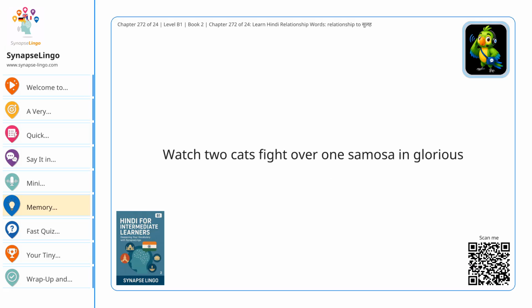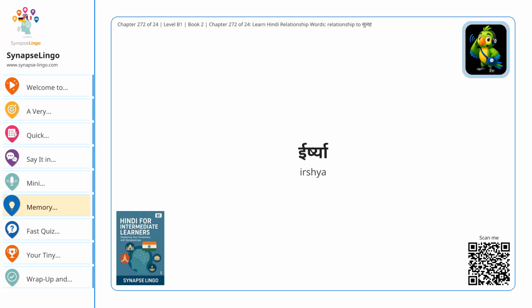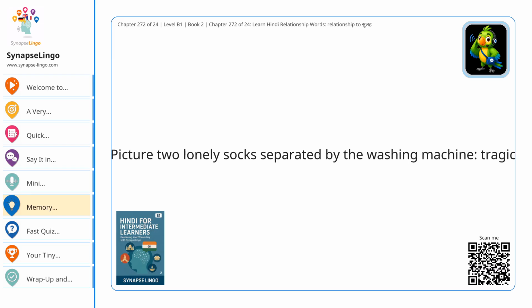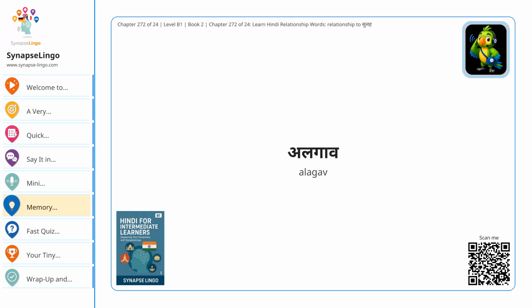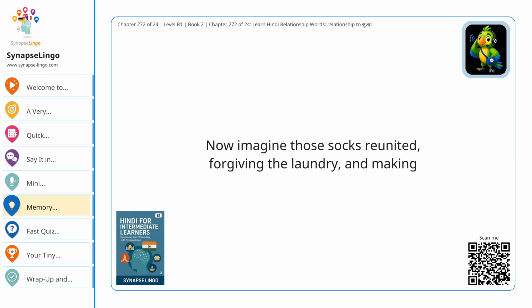Watch 2 cats fight over 1 samosa in glorious संघर्ष. Imagine a talking lock that opens only with विश्वास. See a jealous tomato turning green with ईर्ष्या, because the cucumber got compliments. Picture two lonely socks separated by the washing machine. Tragic अलगाव. Now imagine those socks reunited, forgiving the laundry and making सुलह.